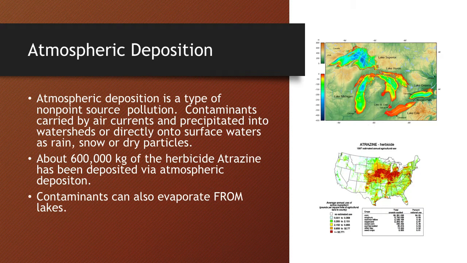Atmospheric deposition is a type of non-point source pollution. Contaminants are carried by air currents and precipitated into watersheds or directly onto surface waters as rain, snow, or dry particles. Atmospheric deposition of the herbicide atrazine is believed to introduce some 600,000 kilograms of the herbicide into the Great Lakes. Contaminants can also evaporate from water, move through the atmosphere, and then be redeposited again.